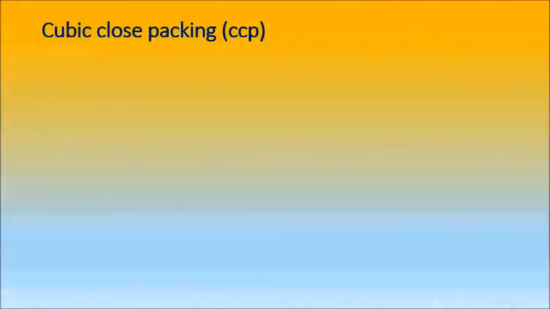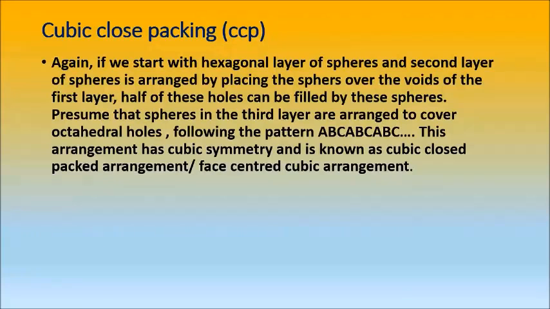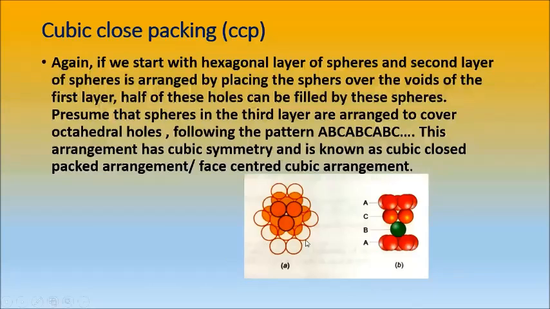Cubic close packing, when you are saying, again, if we start with a hexagonal layer of spheres and the second layer of spheres is arranged by placing the spheres over the voids of the first layer, half of these holes can be filled by these spheres, and the third layer is arranged to cover the octahedral holes. Following the pattern A, B, C, 3 different layers will be there. This arrangement has a cubic symmetry and is known as cubic close packed arrangement or FCC arrangement. And here you can see the first layer A, then B comes between the voids. Again this arrangement is there for the C type, and then again A comes. So it is repeated again and again.